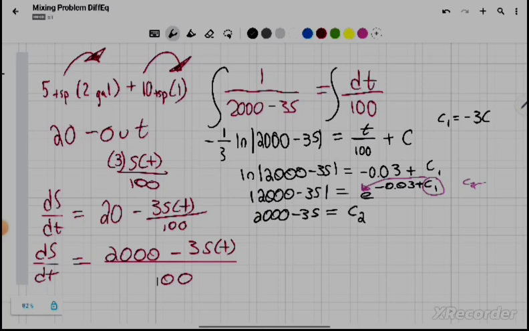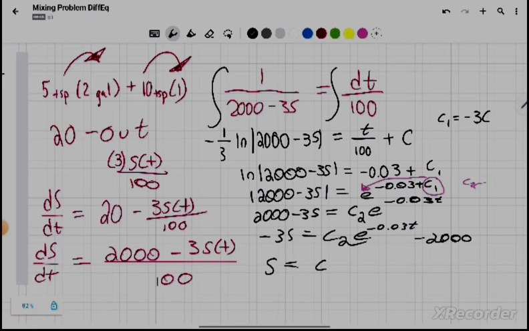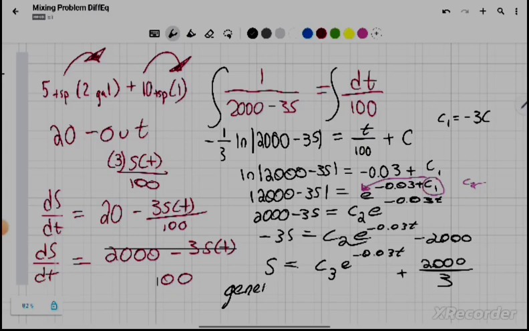Let's go ahead and write a C2 e to the negative 0.03t. Okay, so minus 3S equals C2 e to the negative 0.03t minus 2000. S is equal to, well, really this would be a C3, I guess. C3 e to the negative 0.03t plus 2000 over 3. So this gives us our general solution for this problem.